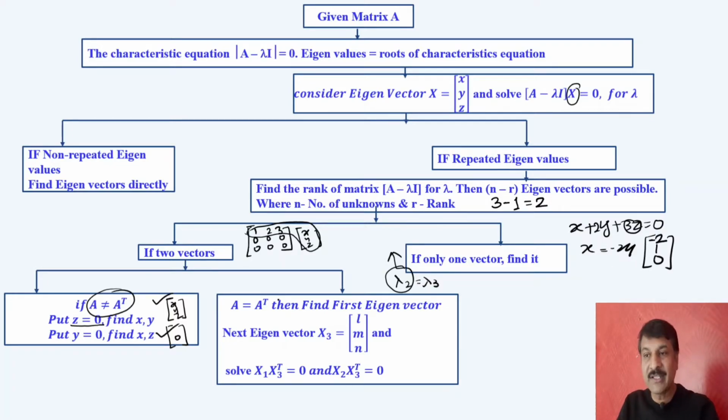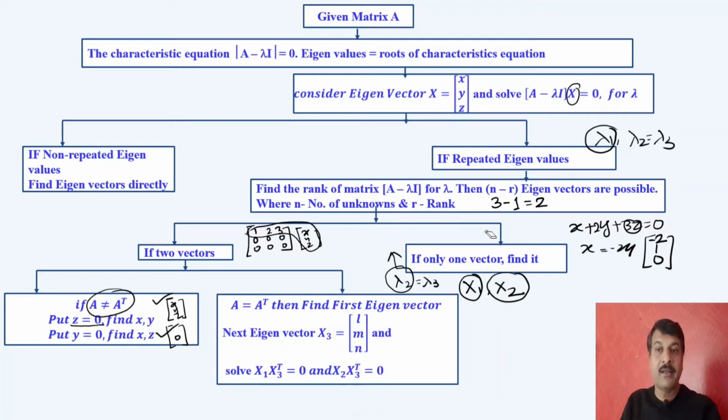Note that here now we have x1 and x2. How x1? Because if we consider lambda 1 and lambda 2 equal to lambda 3, corresponding to lambda 1 we already have x1, and here by direct method I am getting x2. But there are three vectors possible, because for the repeated eigenvalues two vectors are possible, and that is why we want to find x3.